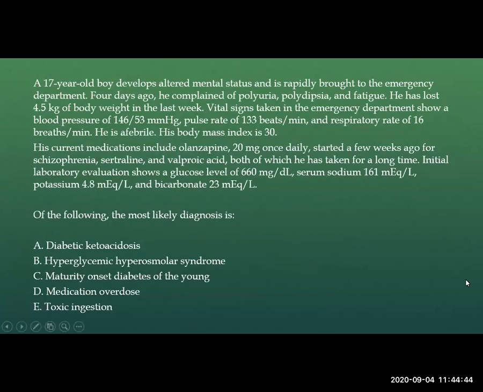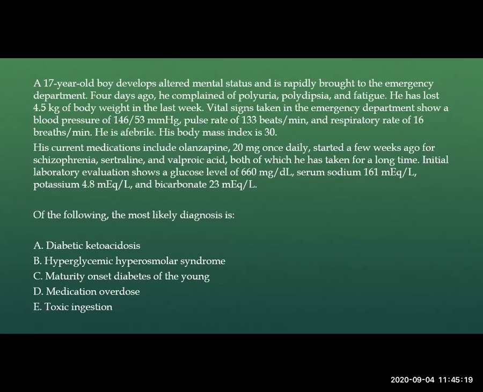A 17-year-old boy develops altered mental status and is rapidly brought to the emergency department. Four days ago, he complained of polyuria, polydipsia, and fatigue. He lost 4.5 kilos over the past week. Vitals show blood pressure of 146/53, pulse 133, and a respiratory rate of 16. He's afebrile and his BMI is 30. Current medications include olanzapine, started a few weeks ago for schizophrenia, sertraline, and valproic acid, which he has taken for a long time. Initial labs show blood glucose 660, sodium 161, potassium 4.8, and bicarb 23. What does he have?